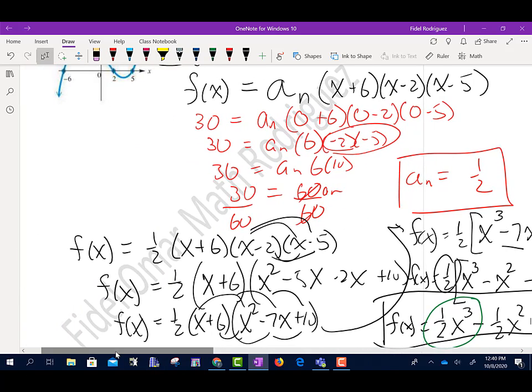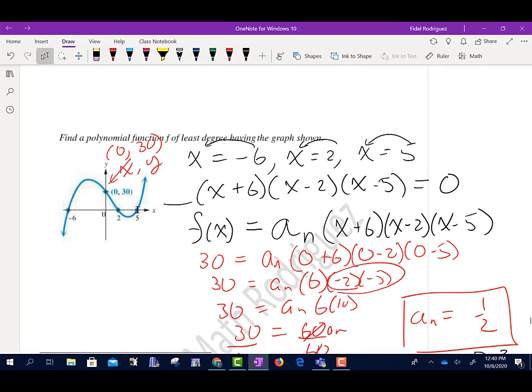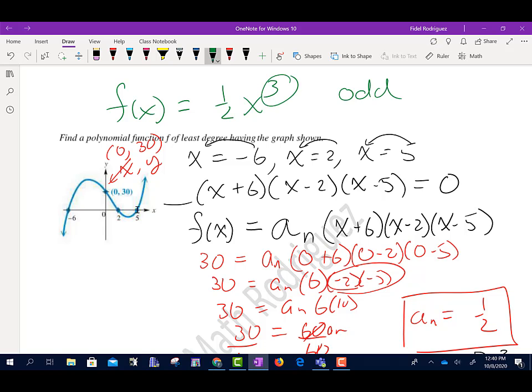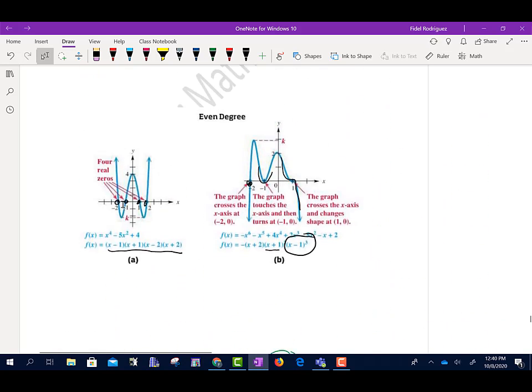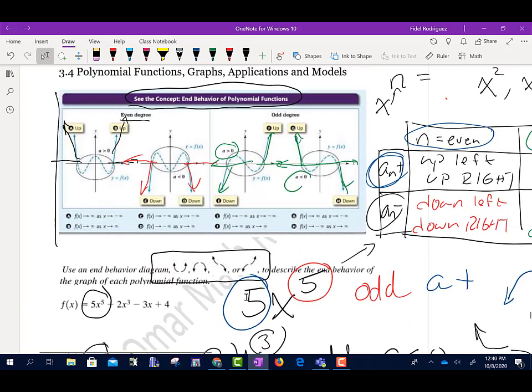So let me come back here. Let me scroll up just un poquito. We came up with f of x for the leading term to be 1/2 x to the third. So first thing I want you to notice, my exponent is odd, and my coefficient is positive, right? Look at the graph. It's down to the left and up to the right, right? So if I were to come back to my little chart that we had all the way up here, here we go. And let me move this over so we can see it.